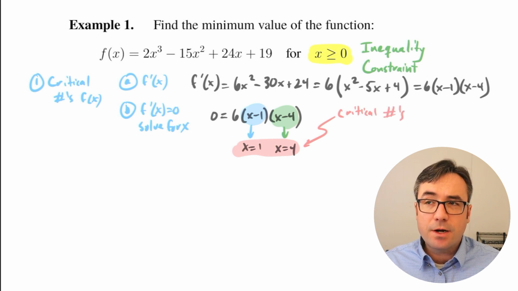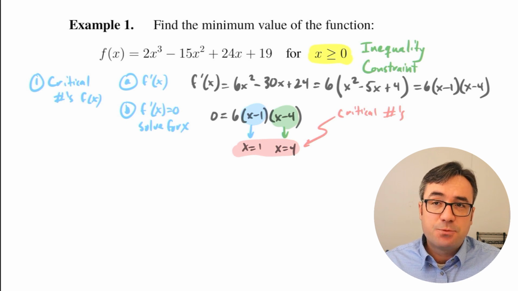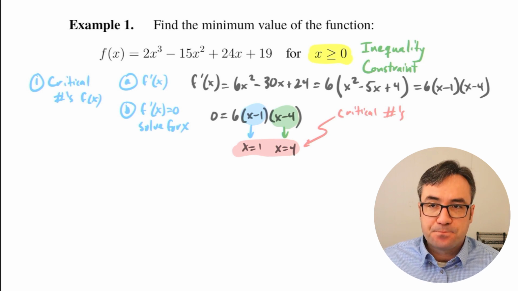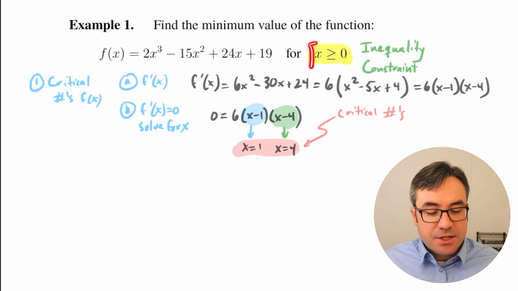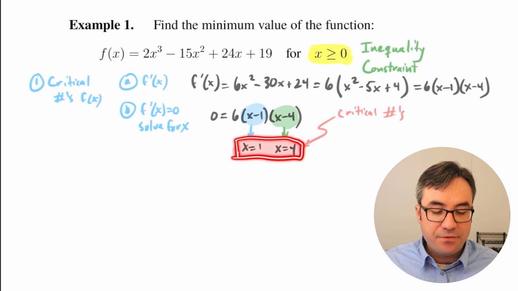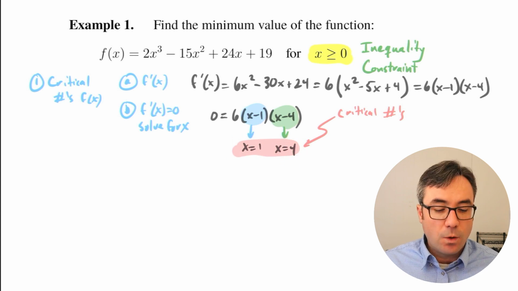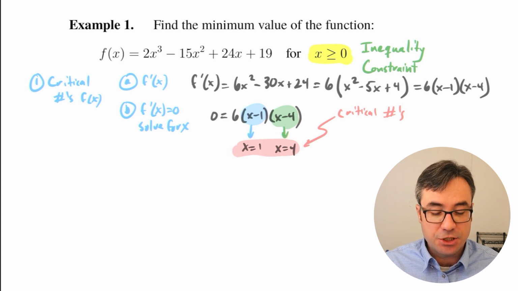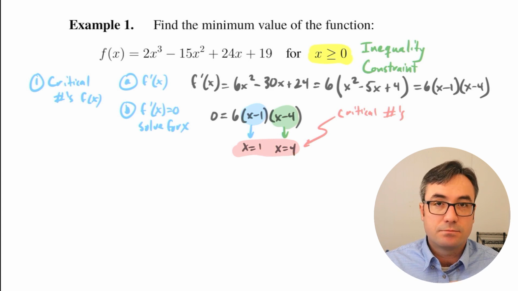Once we have our critical numbers, the next thing is we want to actually test them. But before we do that, we want to keep this constraint in mind. Any critical numbers that we find, we're only going to use the ones that satisfy this condition. It turns out both of them satisfy that condition. X equals 1 is bigger than 0, and x equals 4 is bigger than 0. So both of these meet that extra condition, that constraint.